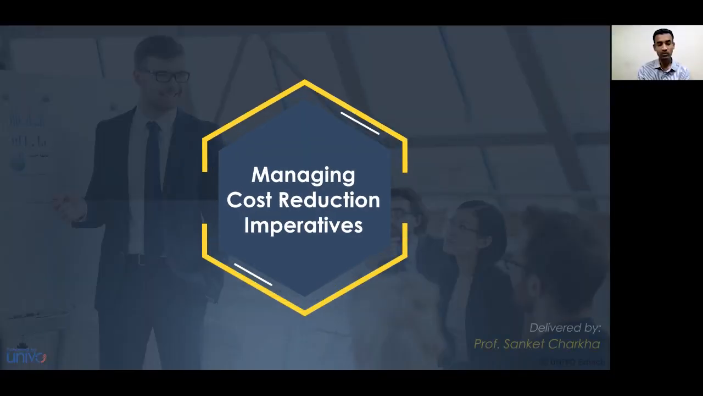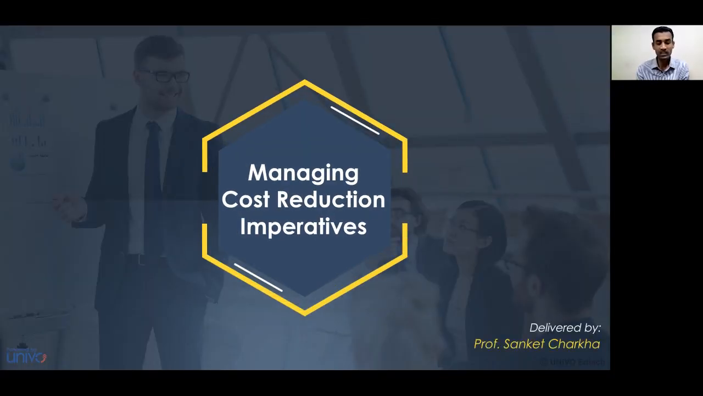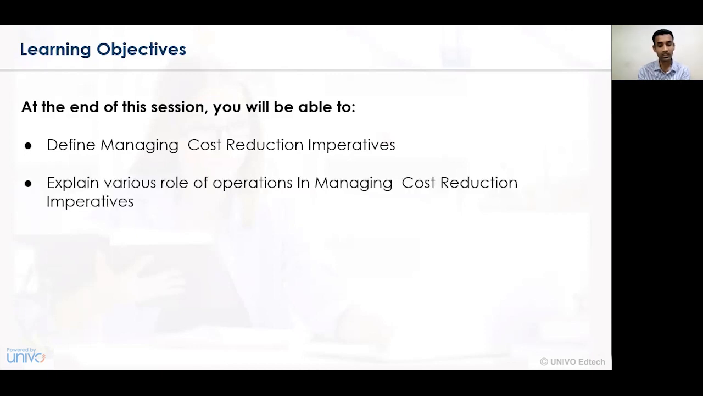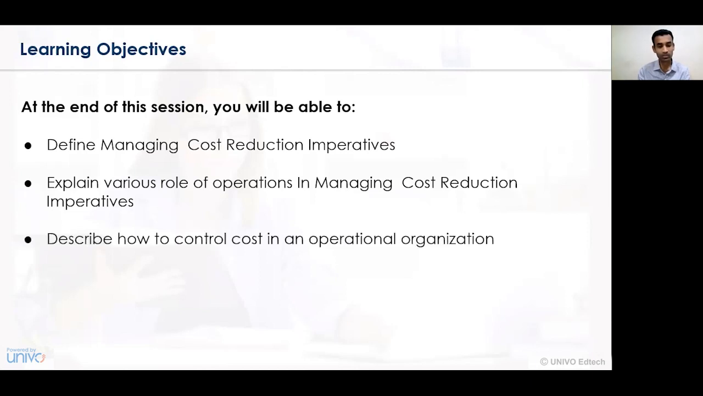In this particular session, we'll be understanding and dealing with the concept of managing cost reduction imperatives. The learning objectives: at the end of this session, the learners will be able to understand what we mean by managing the cost reduction imperatives, what the various roles of operations are in conducting and managing the cost reduction imperatives, and describe how to control the cost in an operational organization.